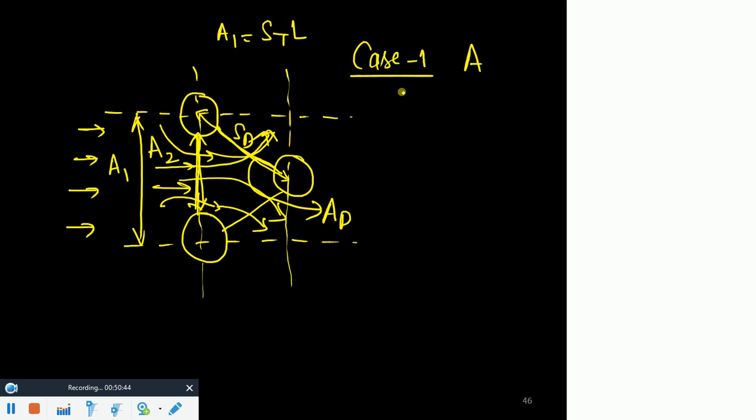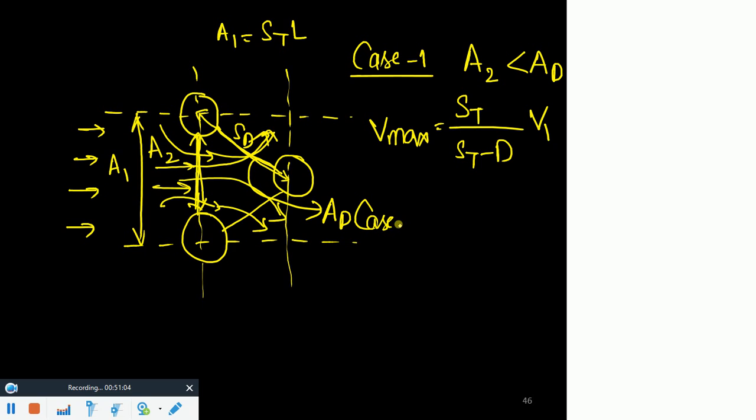Right, this area is AD. So case 1 is A2 is less than AD. So the velocity Vmax would have the same relationship, St over St minus D into V1. It would not change. It would be just similar to the previous one. So there could be case 2 where AD can be lesser than A2.